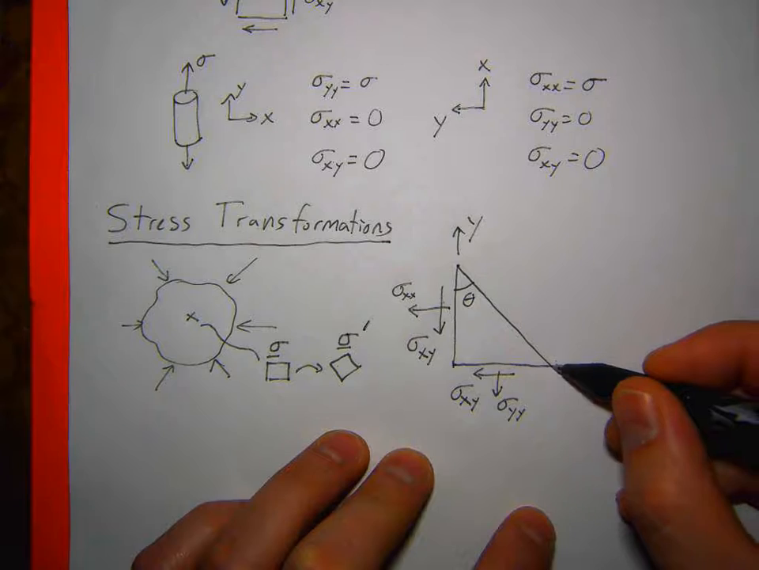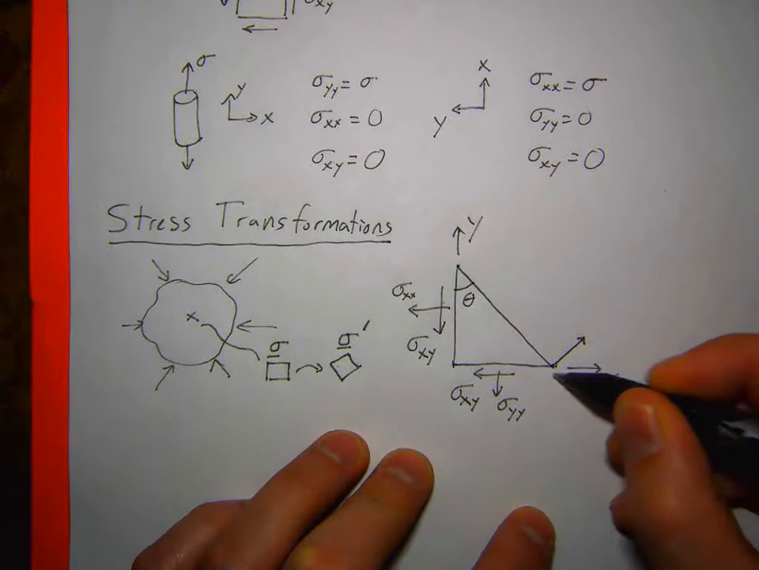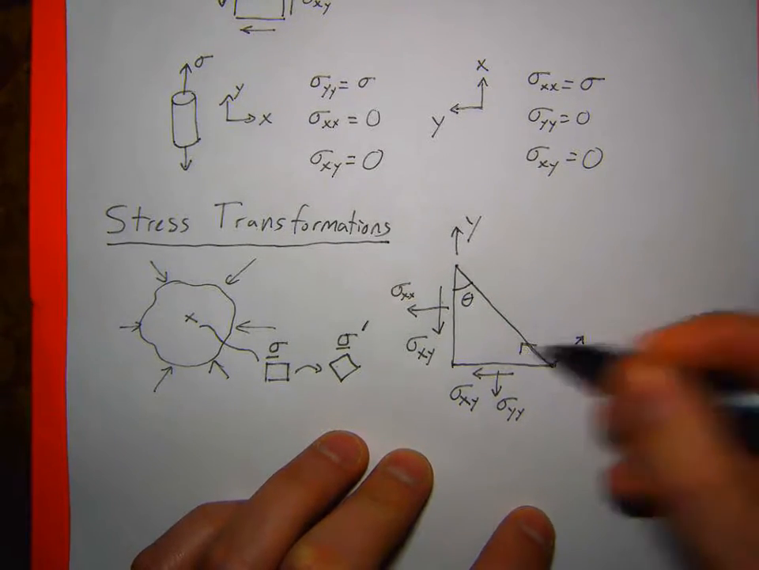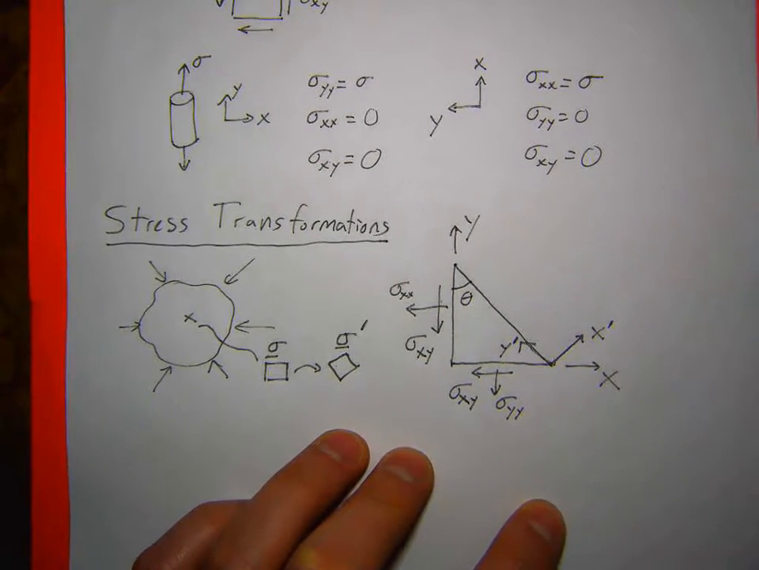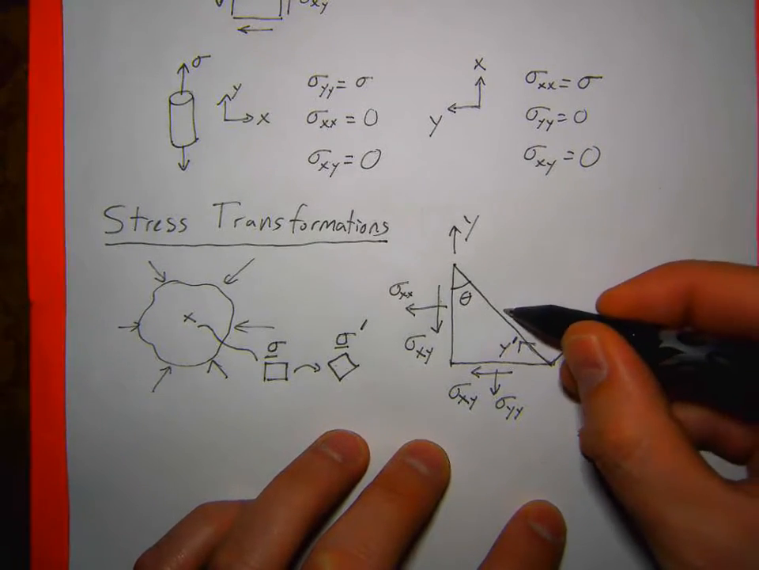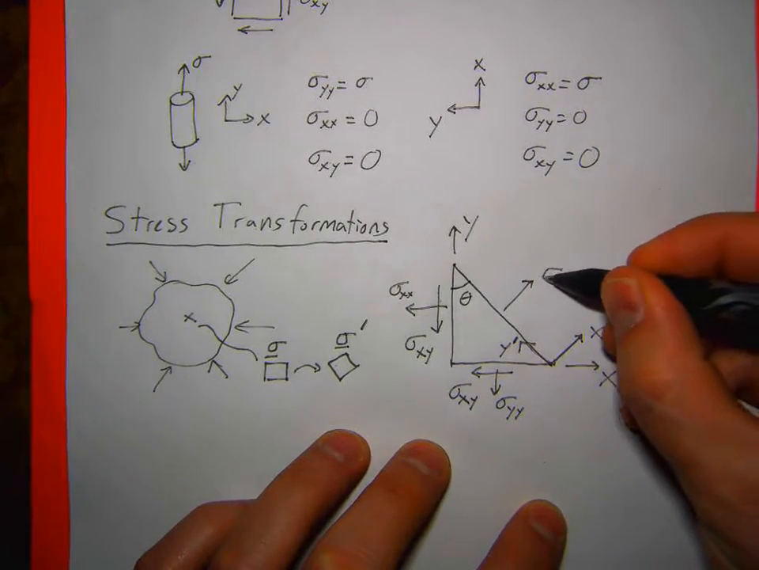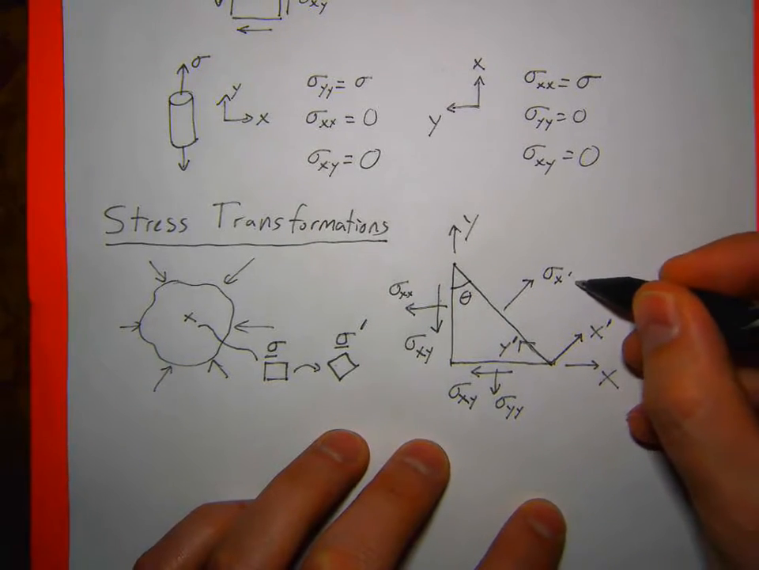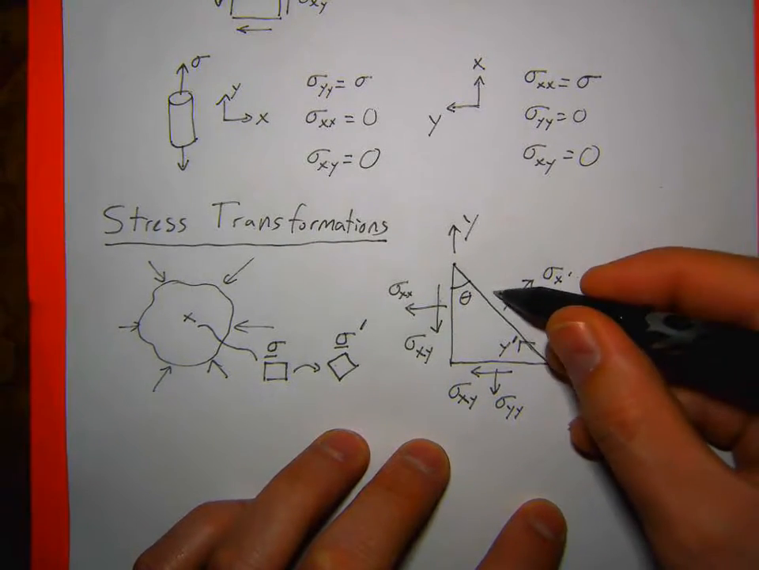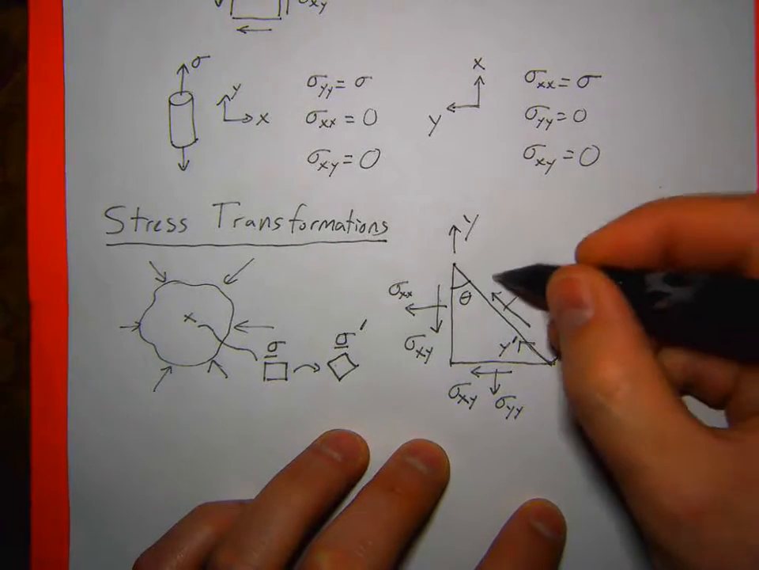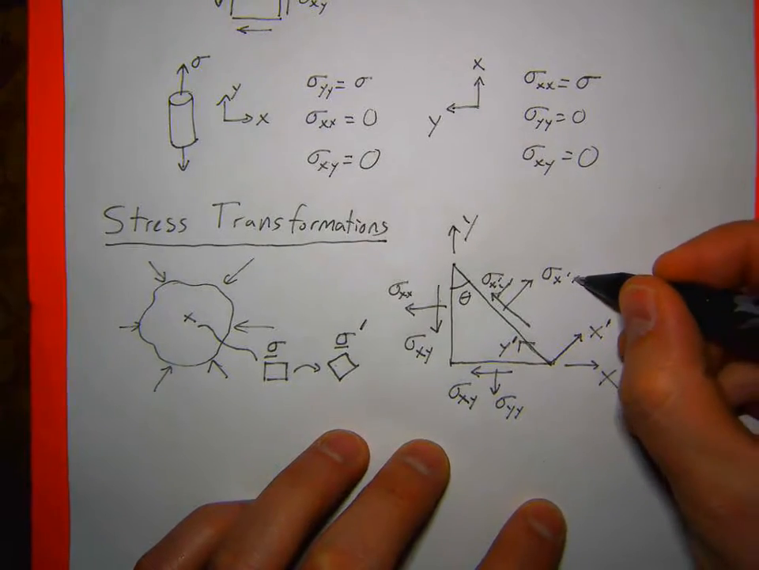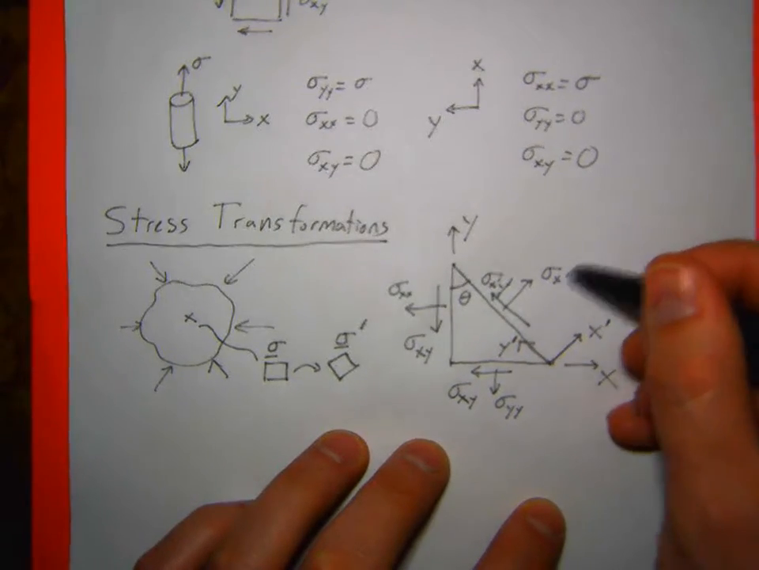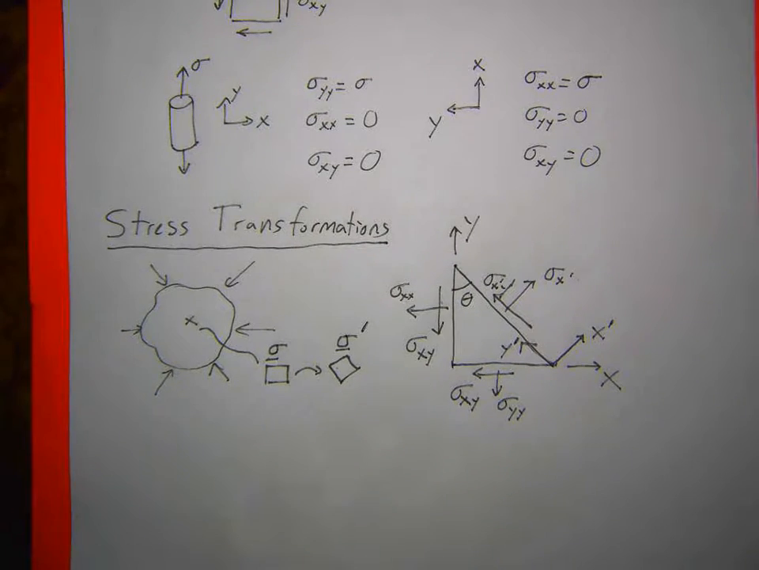On this coordinate system, I'm going to have my new x and my new y direction, which I'm going to call an x prime and a y prime direction. Along that cut face, I'm going to have my stress in the x prime direction, and a new shear along this that I'm going to call x prime y prime. I could say x double prime here, but I'm just going to put a single one so I don't have to write these out a lot. So this is in two dimensions.